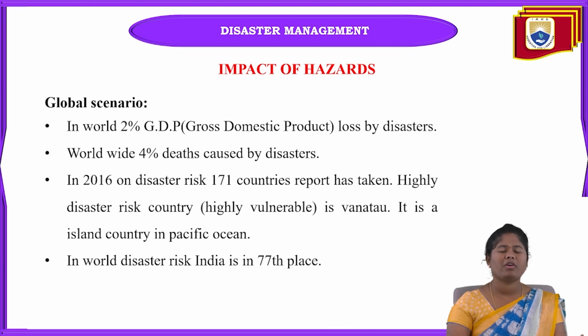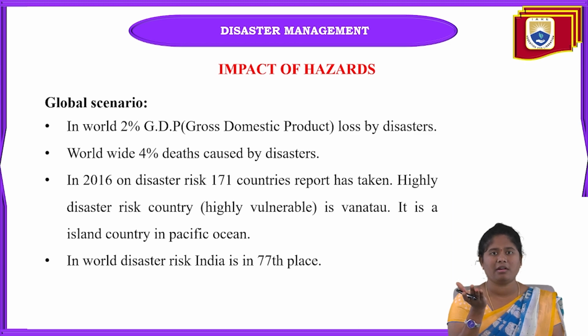For example, we can take Japan. In Japan, natural disasters occur very often, because earthquakes occur hugely there. When the land of Japan is heated due to the climatic conditions, earthquakes occur, so in Japan earthquakes occur hugely. And worldwide, 4% of deaths occur due to natural disasters or man-made disasters.